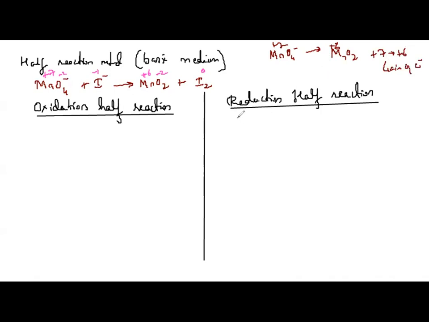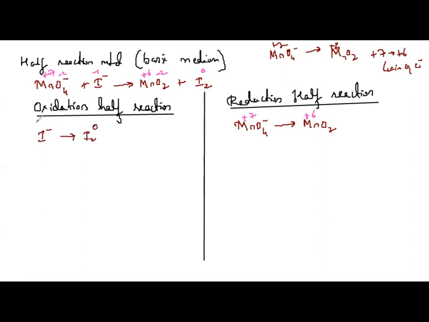So reduction half, I'll write MnO4 minus gives MnO2. This is the reduction half. Write the oxidation numbers: plus 7 and here it is plus 6. Okay. So the remaining becomes oxidation. I minus is becoming I2. See there, an increase in the oxidation number. It is oxidation. Oxidation half reaction.